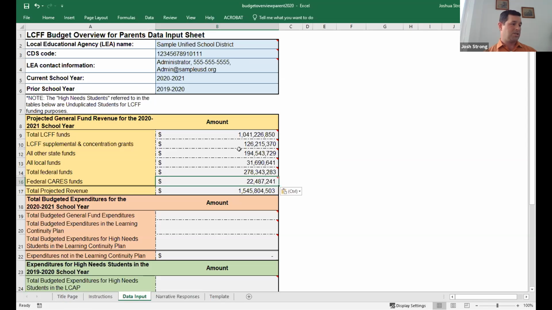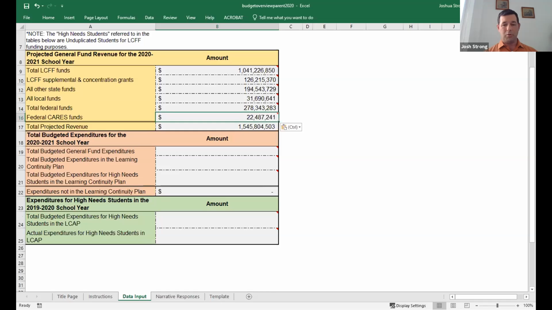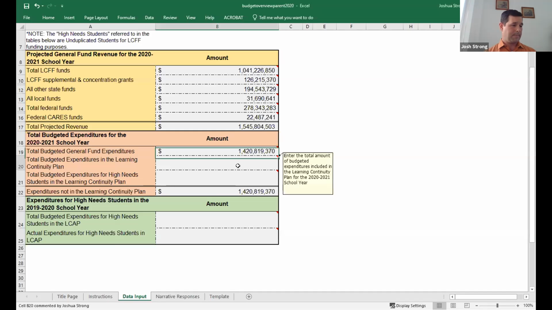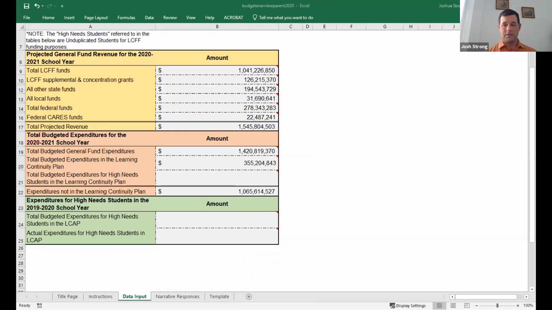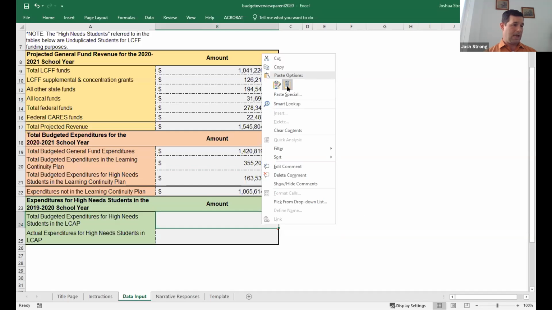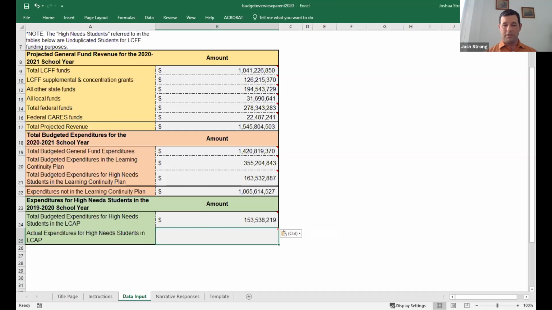So here we've got the projected general fund revenue that's been put in, and we'll put in the total general fund budgeted expenditures, and we'll put in what's in the learning continuity plan, and we'll put in what within the learning continuity plan is budgeted for high needs students. And then looking back at the LCAP for last year, we'll enter 2 final amounts.